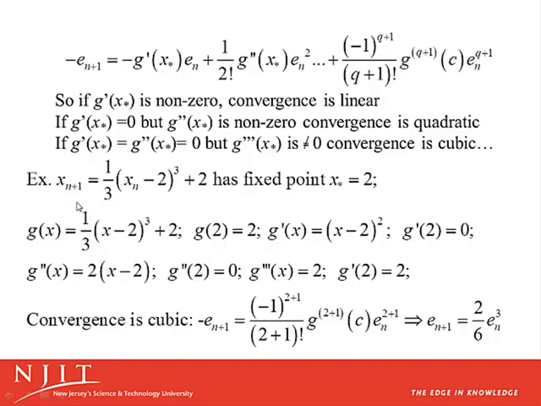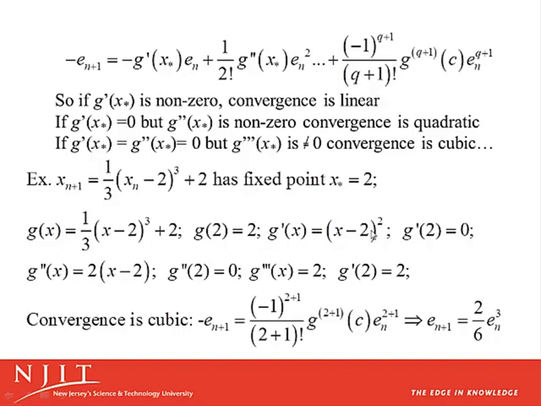Let's do an example. Suppose we consider the iteration scheme xn plus 1 is 1/3 xn minus 2 quantity cubed plus 2. And that has a fixed point, x star is equal to 2. It has two other fixed points which you can try to figure out, but one of the fixed points is x star is 2. If we plug that in, we get 2 minus 2, which is 0 cubed plus 2. So clearly x star equal 2 is a fixed point. G of x is 1/3 x minus 2 quantity cubed plus 2. G of 2 is 2, as we notice, that's the fixed point. G prime of x, the 3's cancel, you get x minus 2 squared.